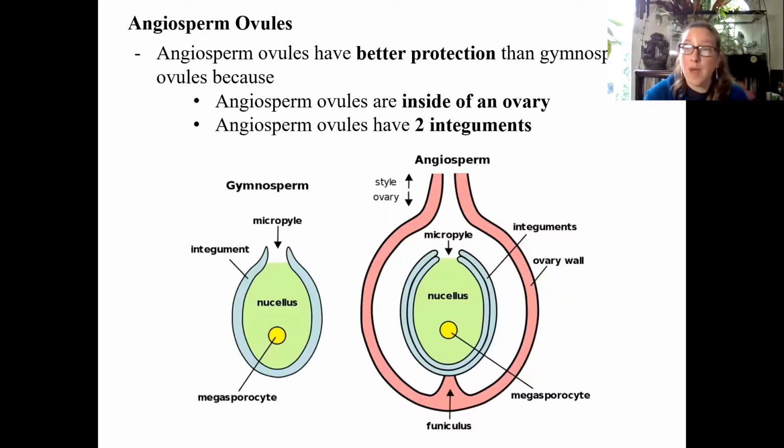All right, remember, with the angiosperms, protection is key, right? The ovules in the angiosperms are better protected than in the gymnosperms because the ovules inside of an angiosperm are inside of this ovary, right, which is this here. And each ovule is composed, in the case of the angiosperms, of 2 integuments.